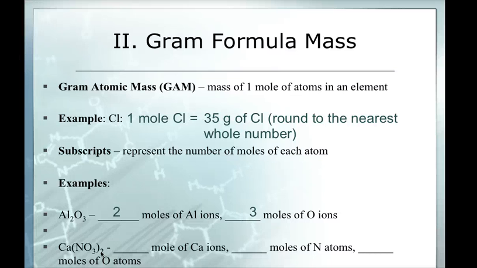If you look at the one at the bottom, calcium, we know it has 1 mole of calcium atoms, right? And here's where the parentheses come into play. Everything inside is multiplied by 2, so we have 2 moles of nitrogen atoms, and how many? That's right, 6 moles of oxygen atoms.